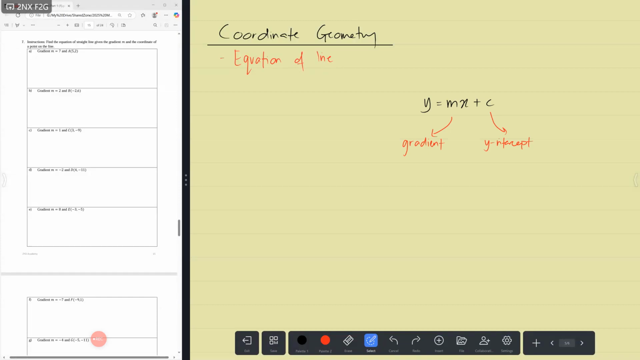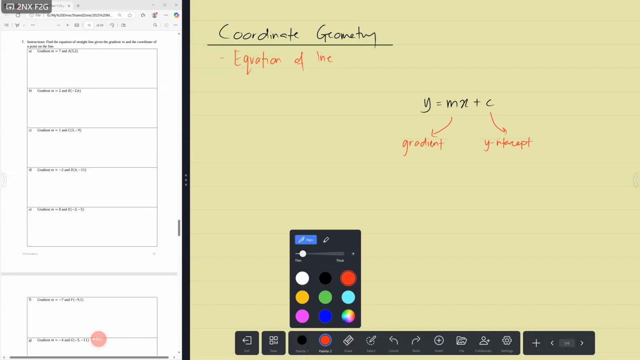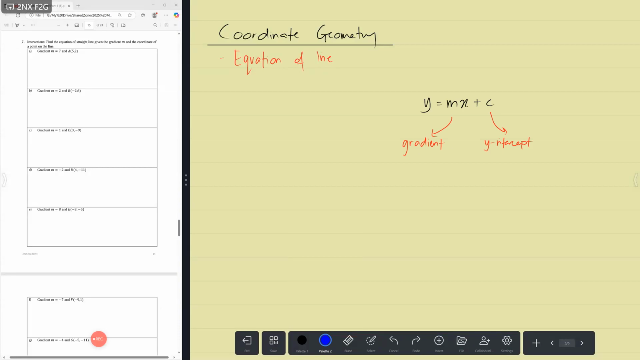So this is the general format of an equation of a line, and for you to find the equation of a line, you need two pieces of information. The first one is the gradient, and the second one is a coordinate. At least one coordinate, then you can find the equation of a line.